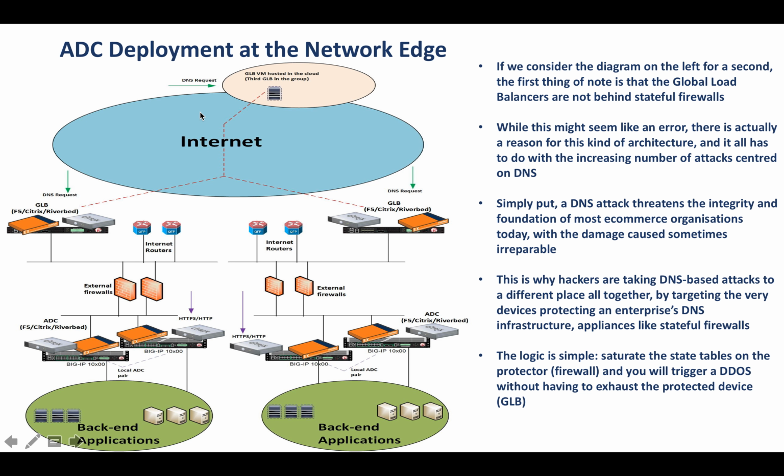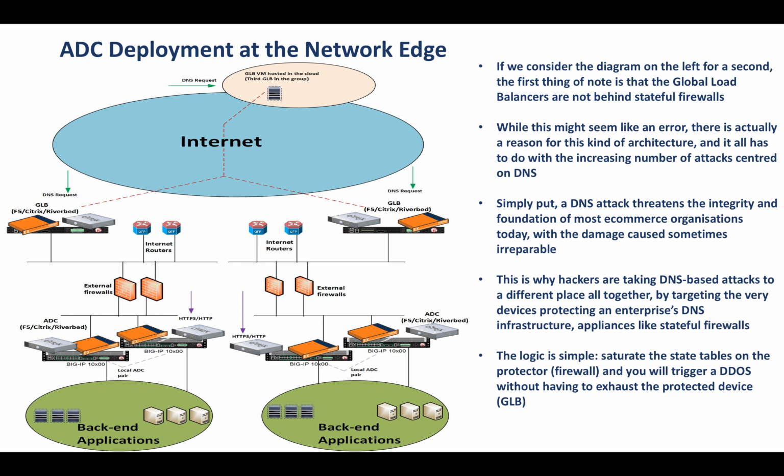Okay, so talking about global load balancers, if we quickly try and understand what it is they do. In a nutshell, global load balancers distribute traffic to multiple sites by manipulating DNS responses. It can do this using numerous methods, such as round robin, for example. But let's look at a particular scenario.